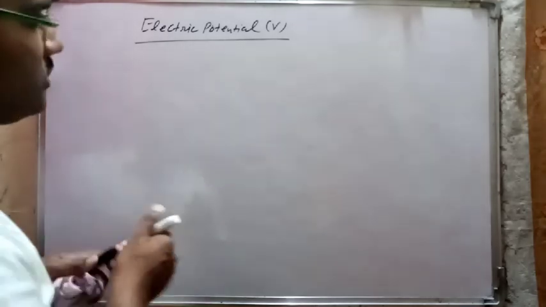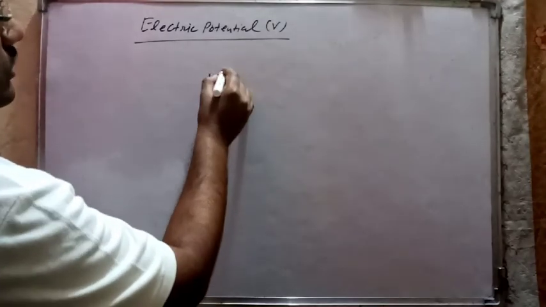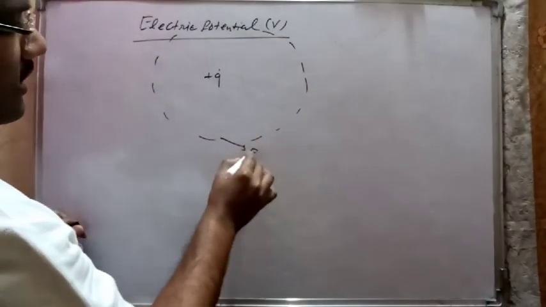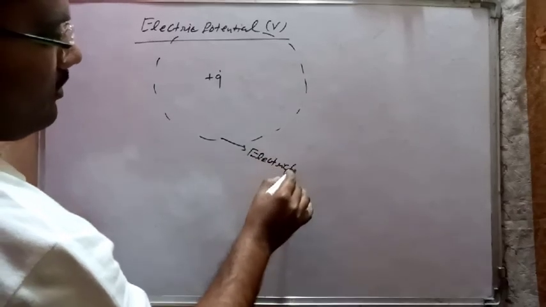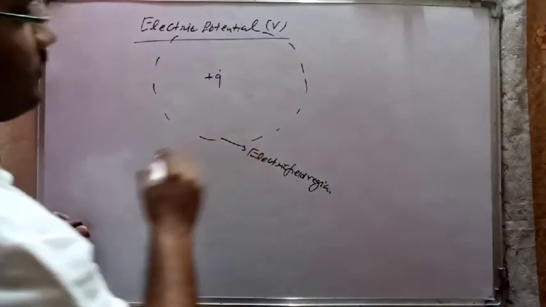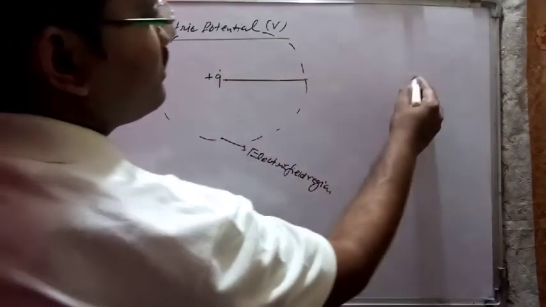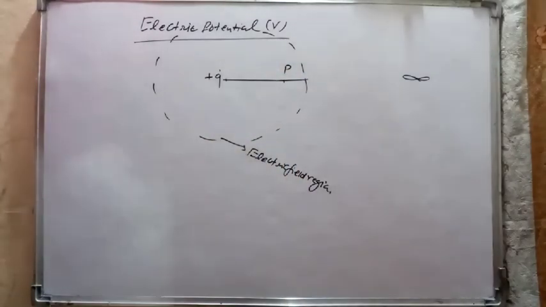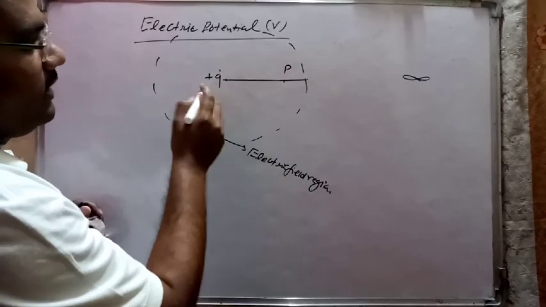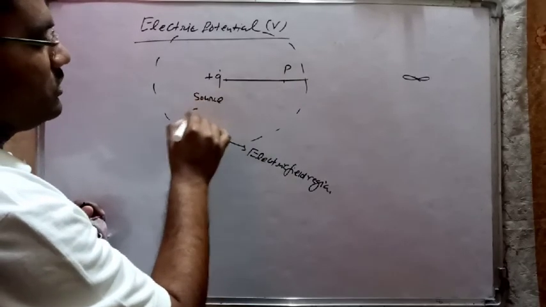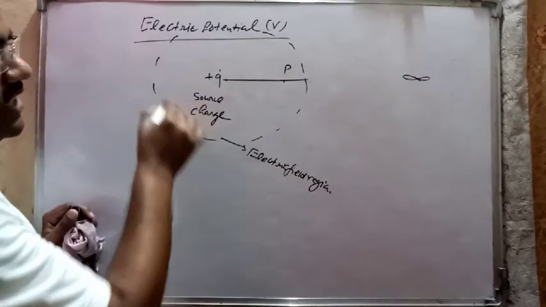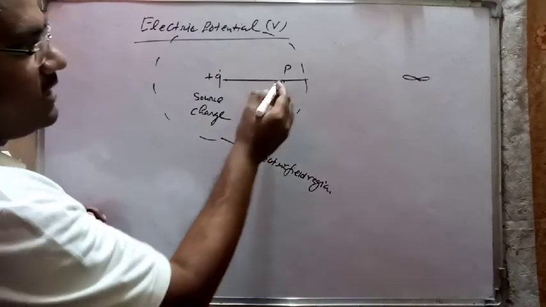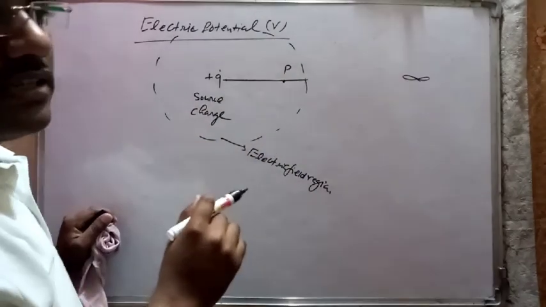That means if there is a source charge, then there is a field around it. This one is the electric field region. Now this one is the infinity, and here a point P where we have to find the electric potential, and this plus Q is the source charge. In this field region there is a point P where we have to find the electric potential.